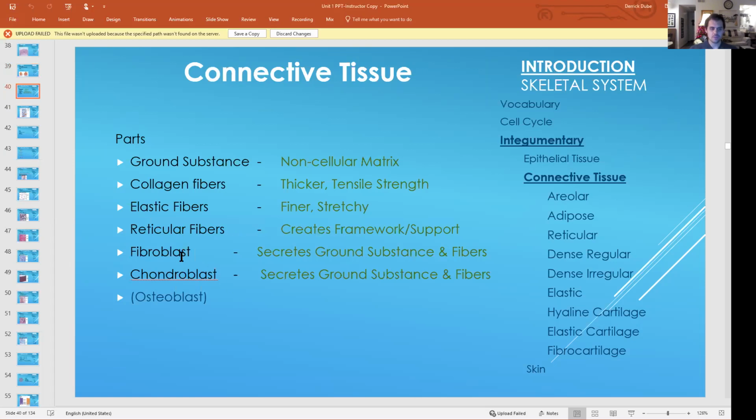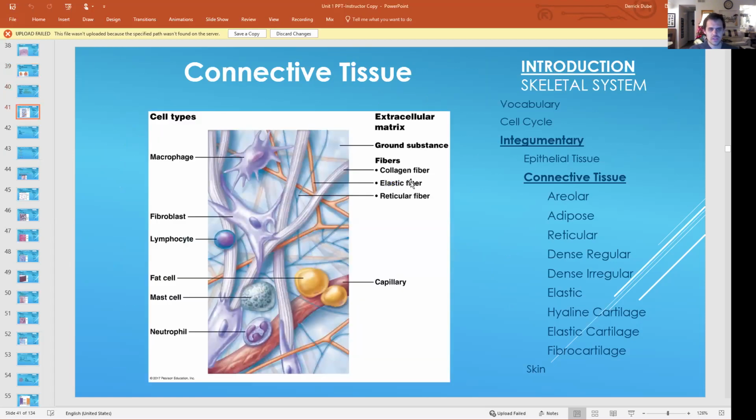All right. And then the fibroblasts and the chondroblasts are going to be secreting this ground substance, which is essentially like the broth of the soup. You can think of connective tissue as like a big soupy mess, and you've got all these fibers in there. And then it's just in this broth. And so the fibroblasts and chondroblasts are going to secrete that. They're also going to secrete the different fibers that are in there as well.